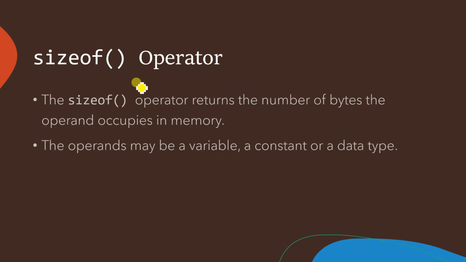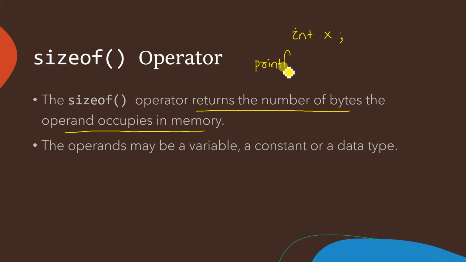Finally, we will discuss the sizeof operator properly. Remember that the sizeof operator returns the number of bytes the operand occupies in memory. For example, suppose you write int x. If you want to know how much size has been allocated to store the value of x, you can easily find out with the help of the sizeof operator. So what should you write? You should write printf, then %d, since size is always an integer. Then you can write sizeof x.